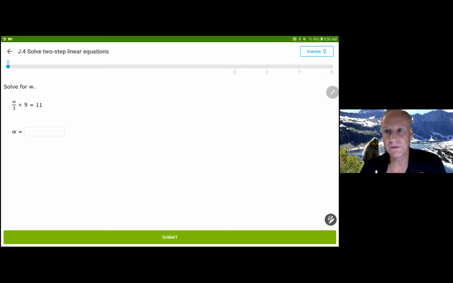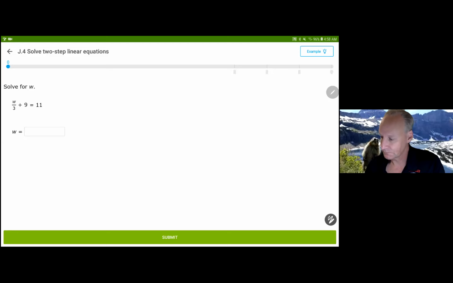We want to undo the steps. It's a bit like this. Putting on your socks would be the dividing by 3, and then putting on your shoes would be the adding 9. Clearly, you probably want to take the shoes off before you try and take off the socks.